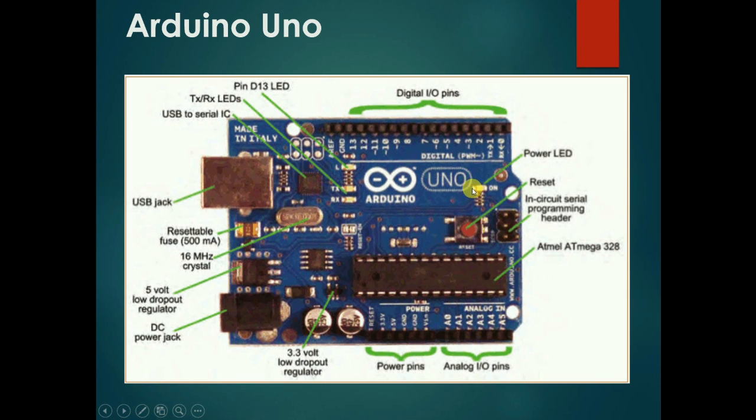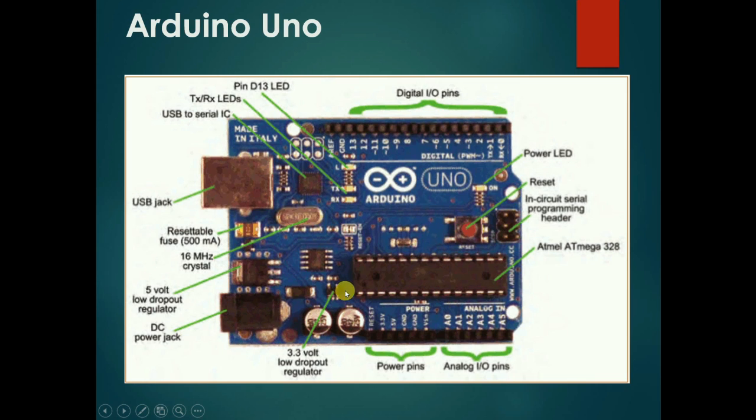And the power LED. This power LED indicates whether the board is powered on or off. This is a DC power jack with an adapter that you can use to power this board externally when you are not uploading the code. Once you are done uploading, if you want to use it somewhere else, you can use this jack, power it and run it.